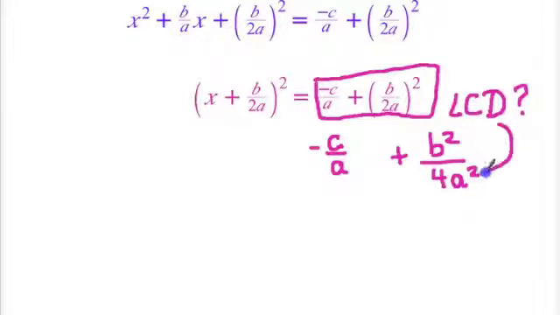And now let's look at those two denominators, 4a squared and 4a squared can serve as the lowest common denominator there, which means we're going to multiply the numerator and denominator of the left expression by 4a. So we get negative c times 4a and a times 4a. That gives us a 4a squared in the denominator, and we now have a common denominator.